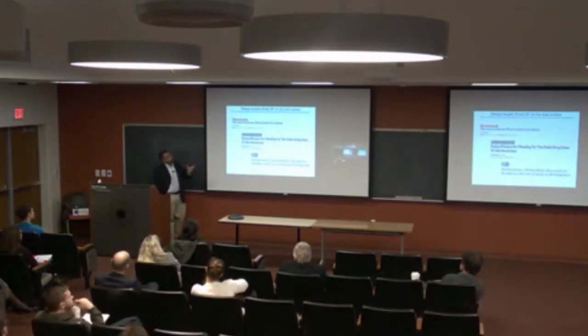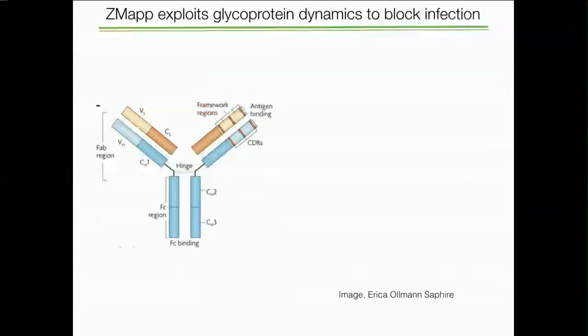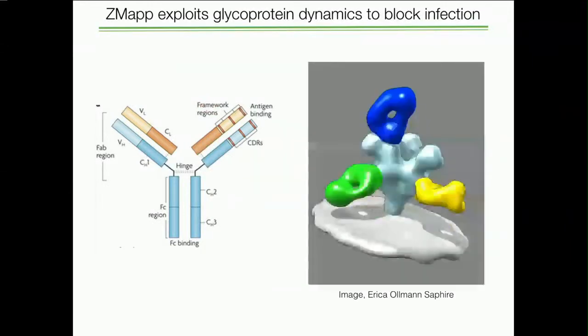Okay? And so I'm not going to talk much about ZMapp, but ZMapp is a treatment which is really a mixture of antibodies that works by taking advantage of one of the Achilles heels of the Ebola glycoprotein, which is its dynamic nature. So this is a cartoon of a monoclonal antibody, an antibody from a person. And this is actually a structure, again from my colleague Erica Sapphire, a structural biologist who's done a lot of work on Ebola, looking at what happens when the three different antibodies in ZMapp bind to the Ebola glycoprotein. This is just a more blobby version of the glycoprotein.